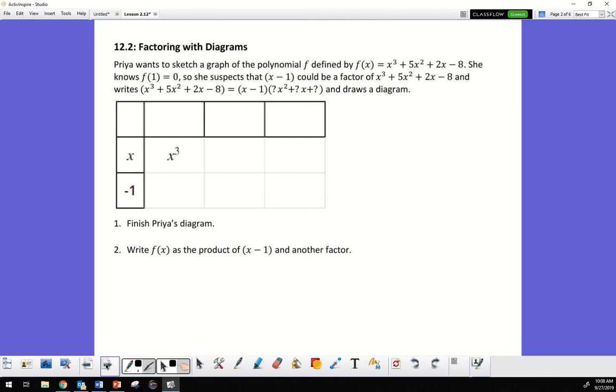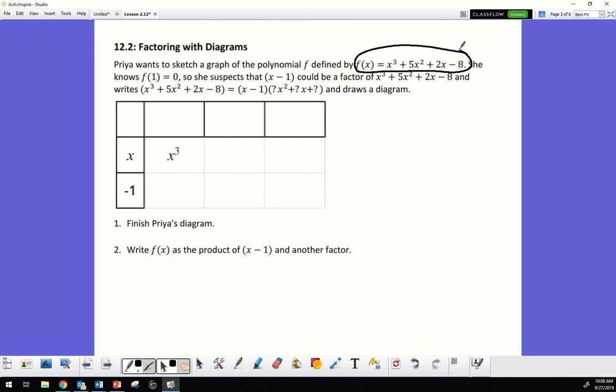All right. She wants to sketch a graph of the polynomial defined by all of this. So this is the whole function we're trying to end up with. After it's all multiplied together, that's what I'm going to end up with, right? So all my distribution, I'm going to end up with that. She knows that f of 1 is equal to 0. So that's one of my values.